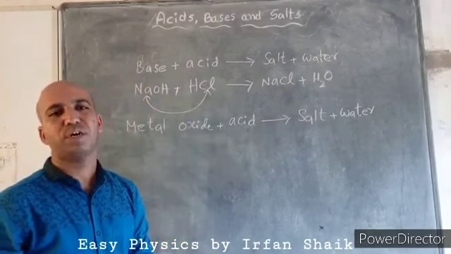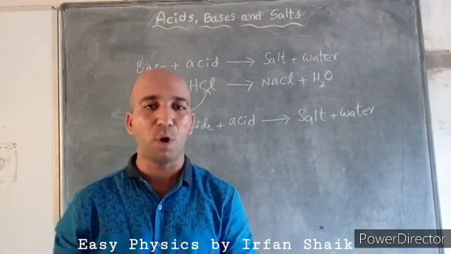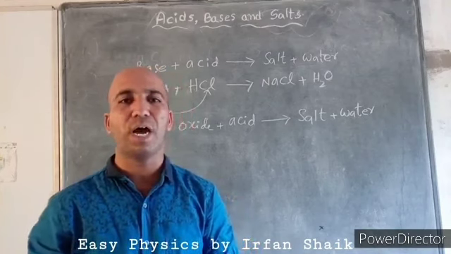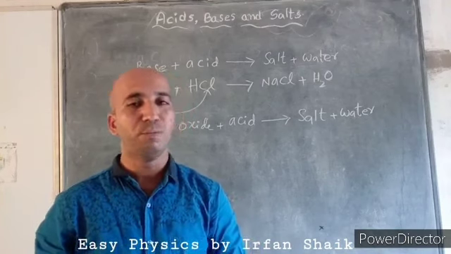Magnesium oxide, zinc oxide, iron oxide, aluminum oxide. These are all examples of metallic oxides. All metallic oxides are basic in nature. So by this we can easily conclude that the nature of metallic oxides is basic.